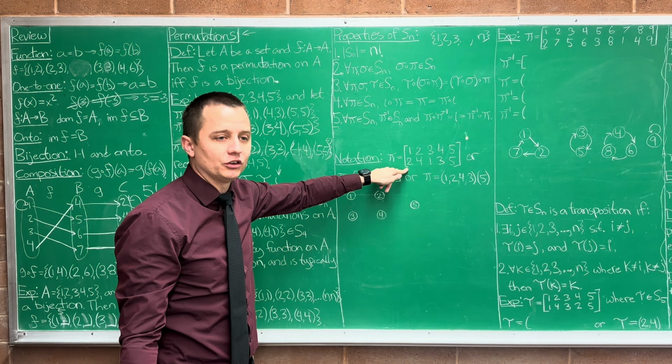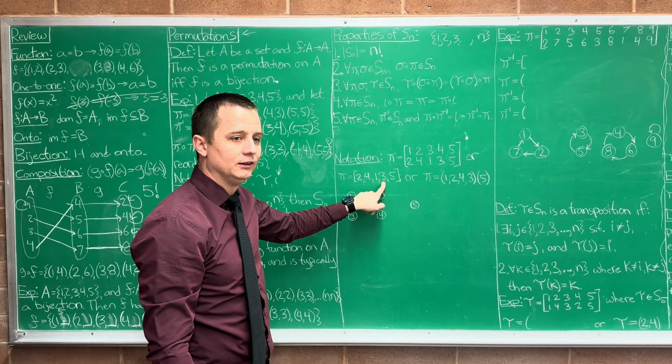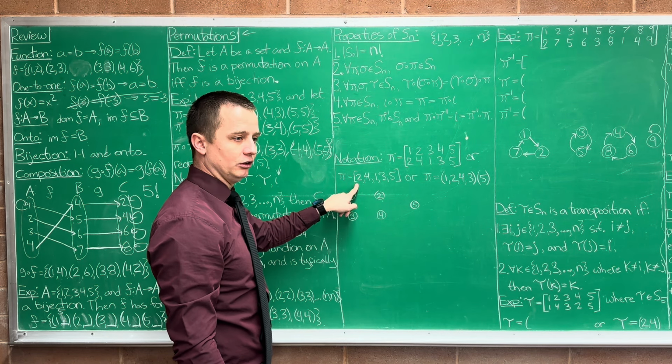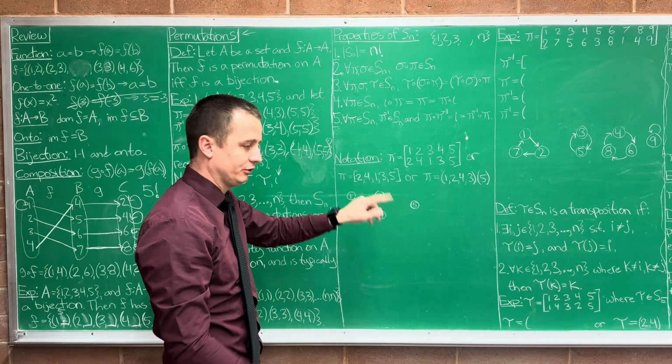So here's another way I can write pi. 2, 4, 1, 3, 5. What does this say? What does 4 go to? Whatever's in the 4th position. What does 1 go to? Whatever's in the 1st position. What did 2 go to? Whatever's in the 2nd position. So here's another way that we can write out a permutation. Okay. Good so far? Okay, so there's 2 valid ways of writing down a permutation.